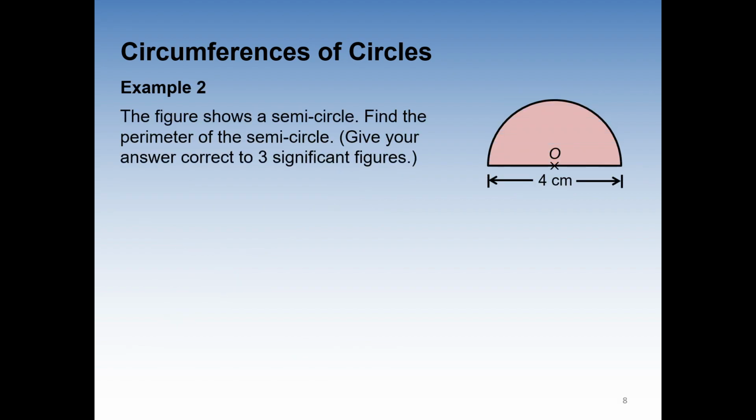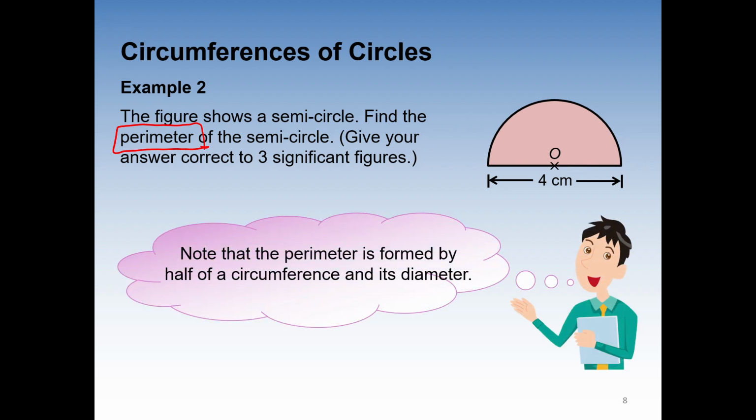So another example. The figure shows a semicircle. Find the perimeter of the semicircle. Do you still remember what we mean by perimeter? The perimeter is all the lines of the outer figure. So in this case, the perimeter is formed by half of the circumference and its diameter. That means the red part is half of our circumference, and the blue part is the diameter.